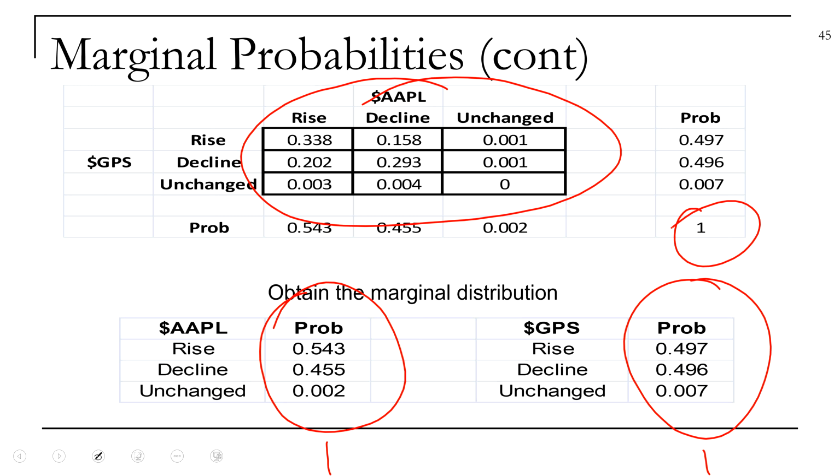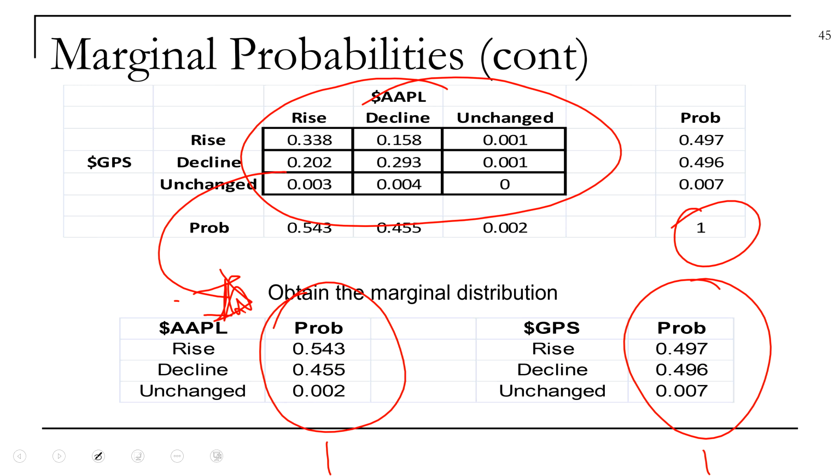Now, what's nice, or what you want to remember, is you can always go from a joint to get the marginals. So you can always go from inside the table out, you just add down or add across. You can always go from the joint to the marginals.